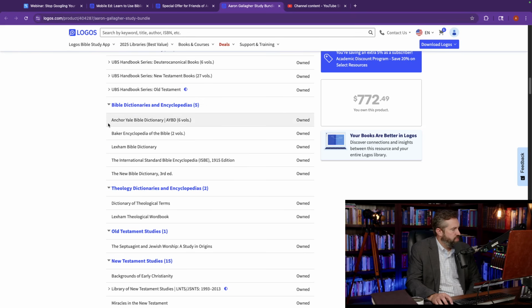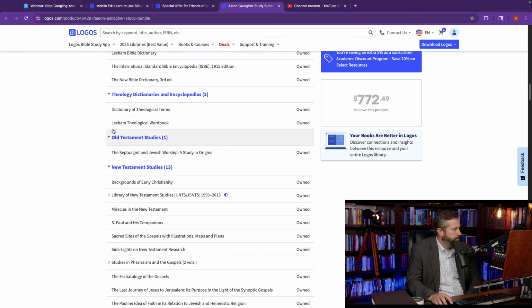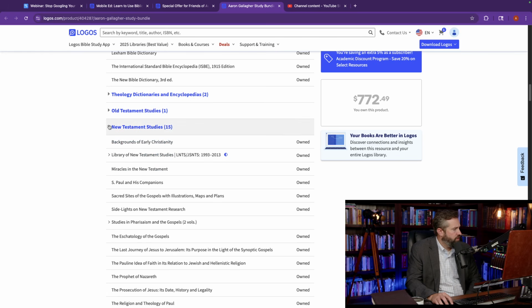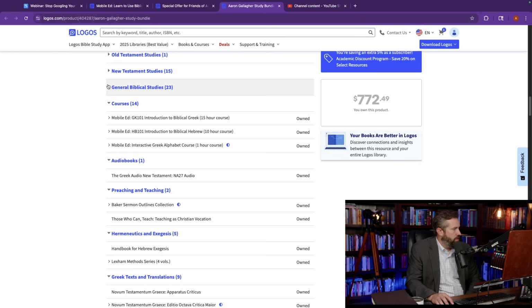It's got a bunch of dictionaries. I asked them to put the Anchor Yale, Baker Encyclopedia, and ISBE. I think I may have asked them for Lexham Bible Dictionary. I don't remember. But I asked them to put these resources in there. Tons of other resources. Let's see.